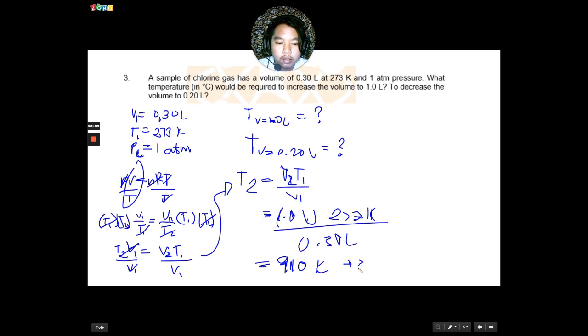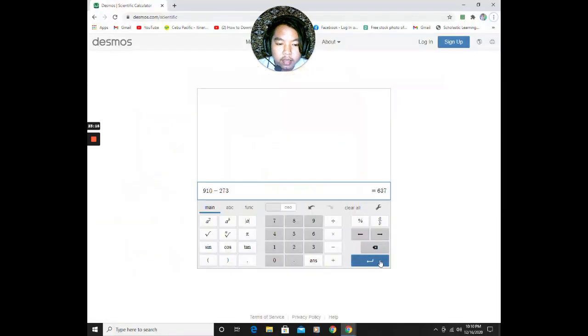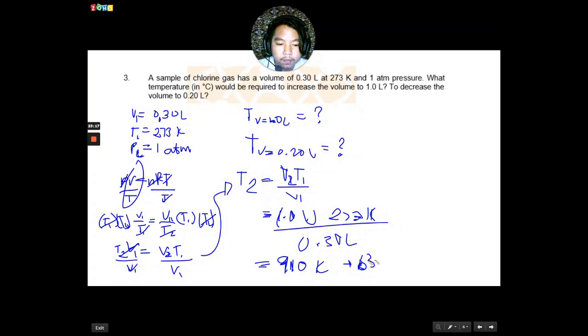That's too hot. No, it's beyond the boiling point. 6 times 637 degrees Celsius. So I'm having a rough time here, and it's causing too much time.